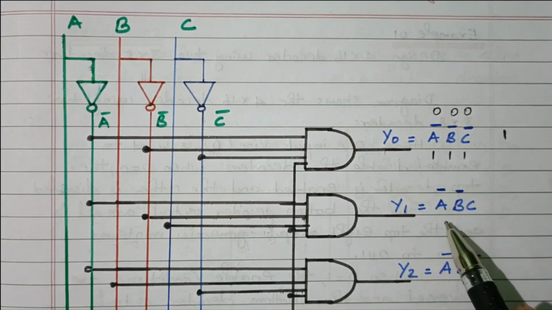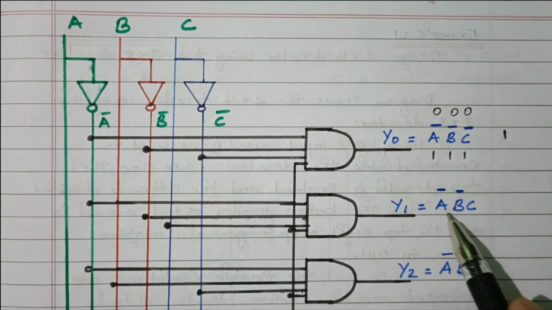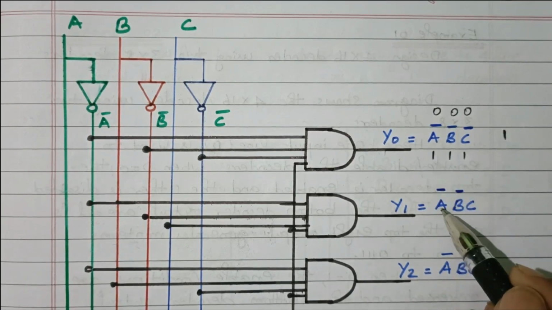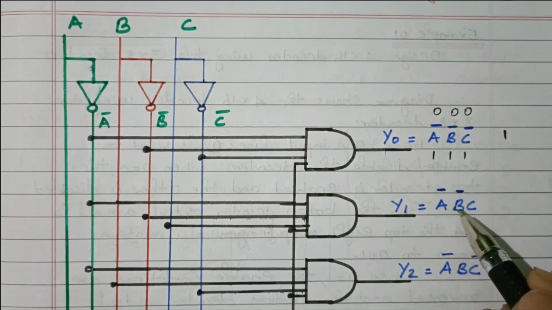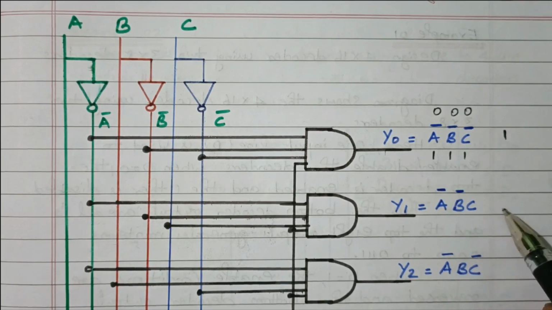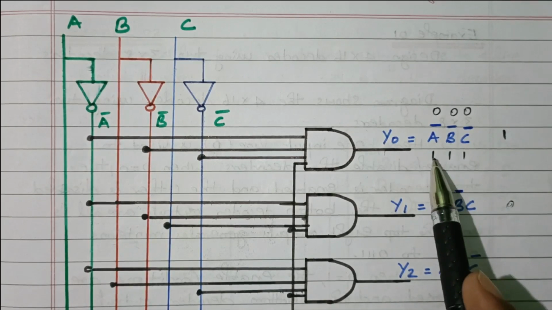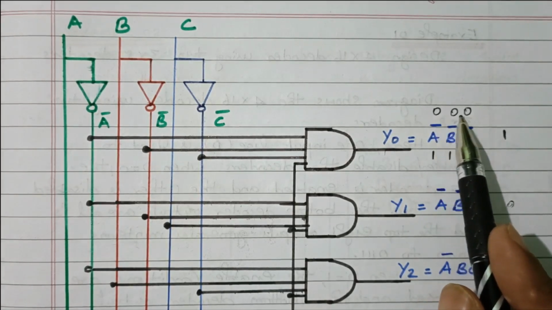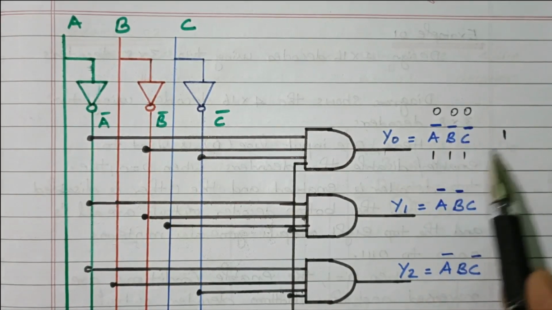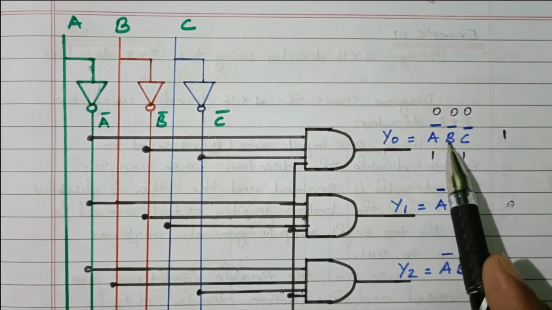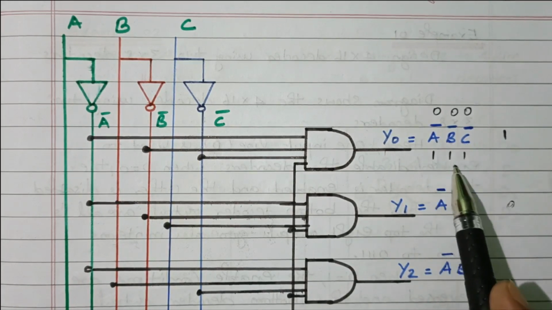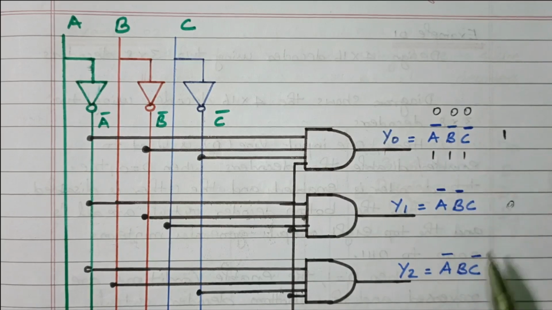For all other outputs, they are zeros. What will become 0? Because see this, 0, 0, 0. So these two are 0, 0. A is 0 means A bar will be 1. B bar will be 1, but C is 0. So we'll get 0 as an output. So for the combination 0, 0, 0, we are getting 1 because we have connected A bar, B bar and C bar. So automatically it becomes 1 and produces 1 as an output.